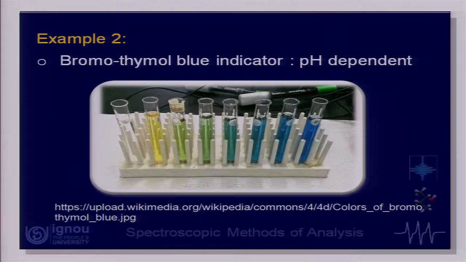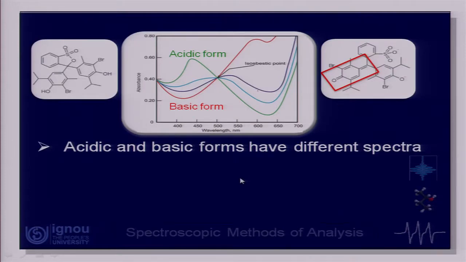Okay. Let us go further and talk about yet another example, say bromothymol blue. It is a typical common indicator, and this picture shows the pH dependence of the color of this indicator. We find that in acidic medium it is very faintly yellow colored. As the pH increases, becoming alkaline, it turns blue. Okay. Now, let us look at the spectra of bromothymol blue at different pH values.